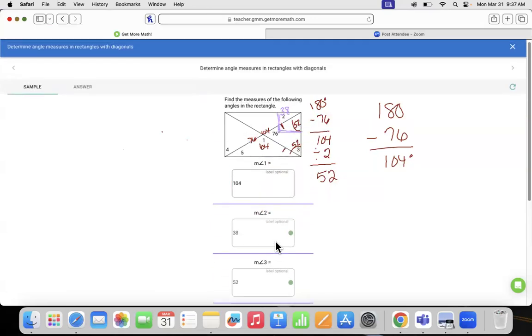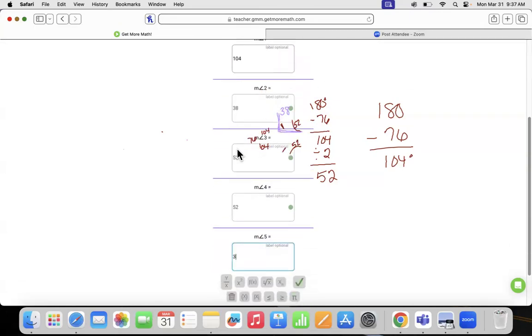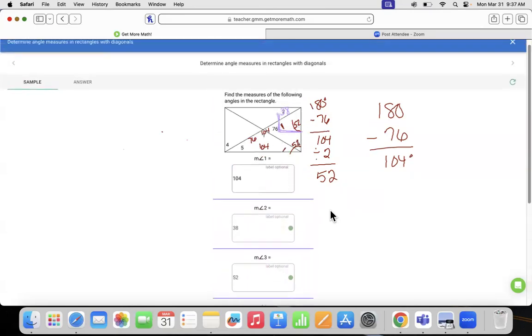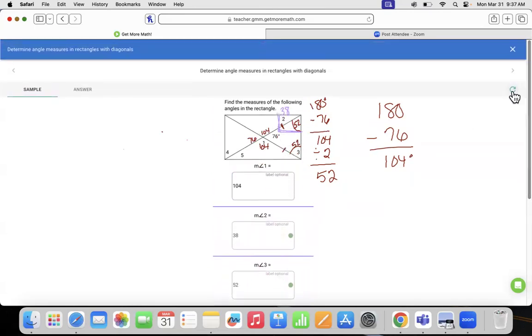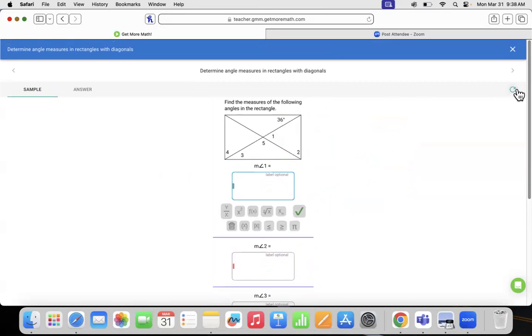And then angle 5 would be alternate interior of 2. So since 2 is 38, 5 is 38. And there we go. Okay. So we'll do another one of those, just showing you the thought process going through there. All right. So keep an eye out for interior triangles. So we'll look at that one more time.